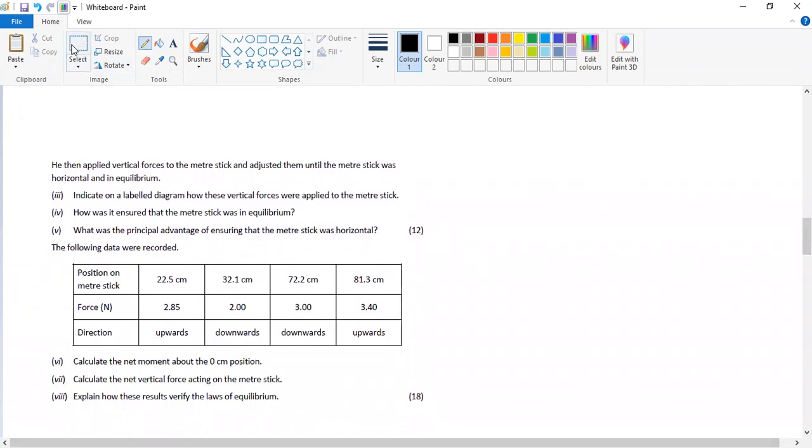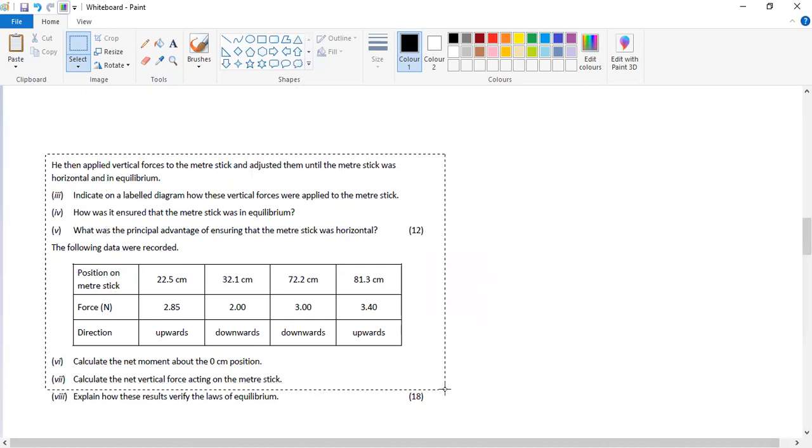This is where your student has moved on a bit. He's applied vertical forces to the meter stick and adjusted them. He's done what's shown in your diagram. We've indicated on the label diagram how the forces were applied to the meter stick. And what we want to know next is how was it ensured that the meter stick was in equilibrium?